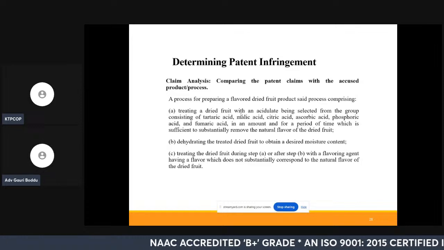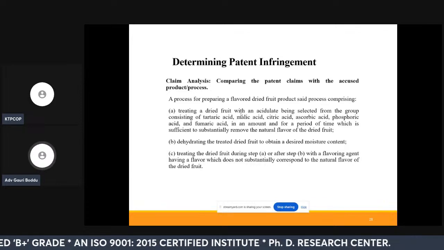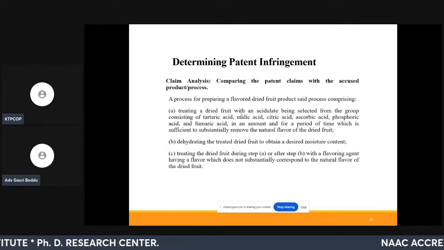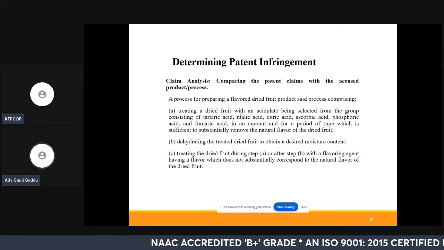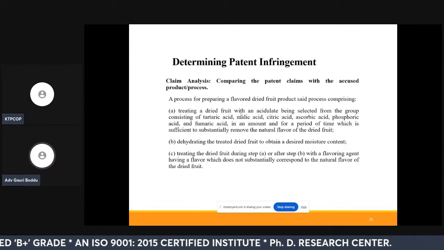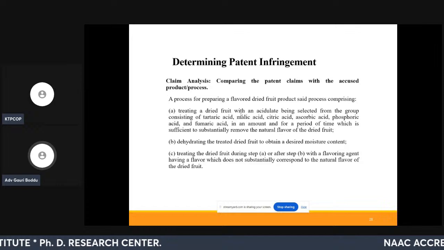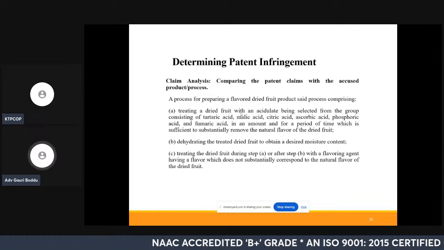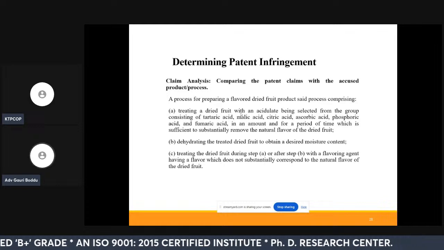If someone is copying the process but is using some different process to make his product different from that, we can determine that the patent which has already been patented is being infringed. Next, dehydrating the treated dried fruit to obtain a desired moisture content. Treating the dried fruit during step A or after step B with a flavoring agent having a flavor which does not substantially correspond to the natural flavor of the dried fruit.